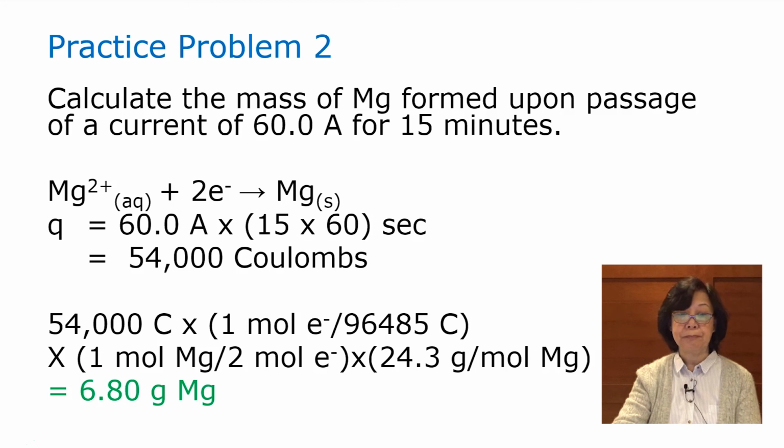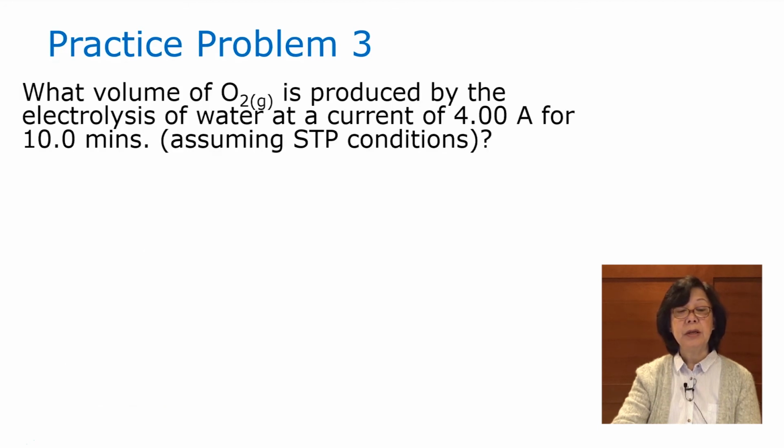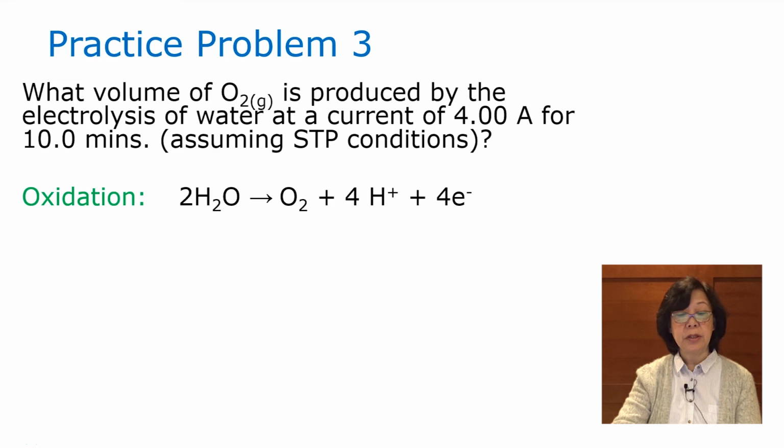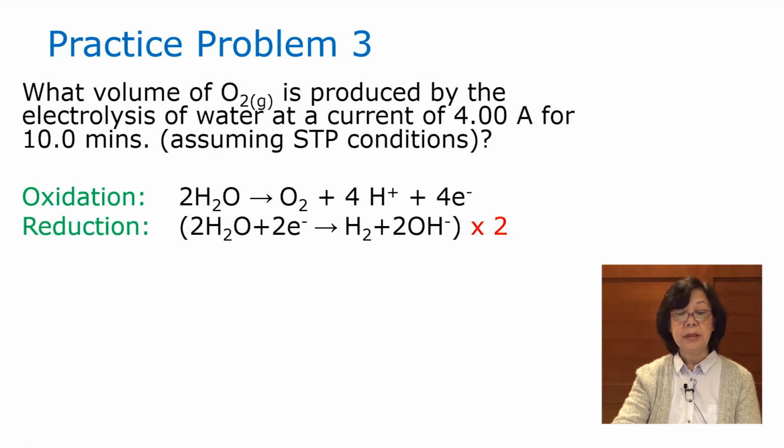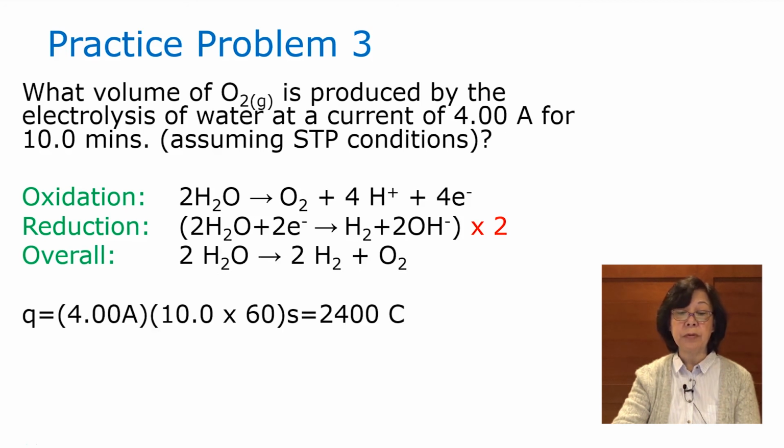Another question will be, find the volume of oxygen produced by the electrolysis of water at a current of 4.00 amp for 10 minutes under STP conditions. First, we write the oxidation reaction for water, which is water becoming oxygen. Then we write the reduction reaction for water, which is water becoming hydrogen, and we multiply that by a coefficient of 2 to equalize the number of electrons. So the overall is 2 moles of water to become 2 moles of hydrogen and 1 mole of oxygen.